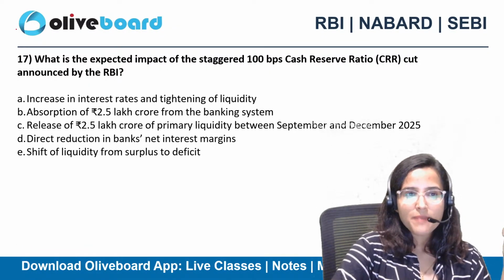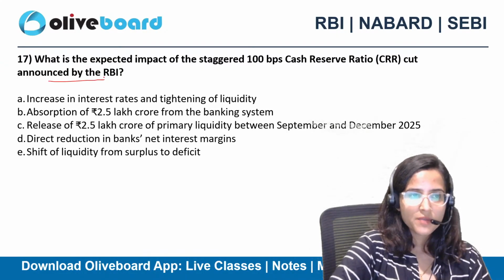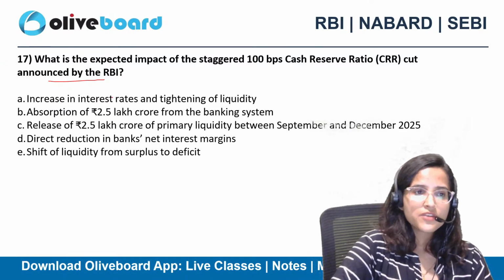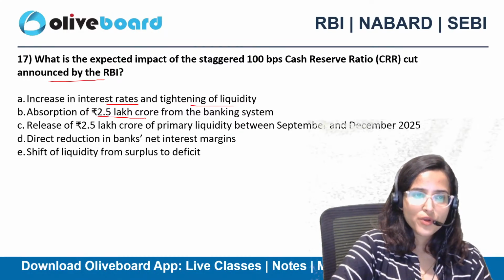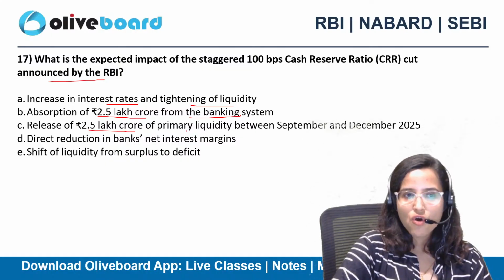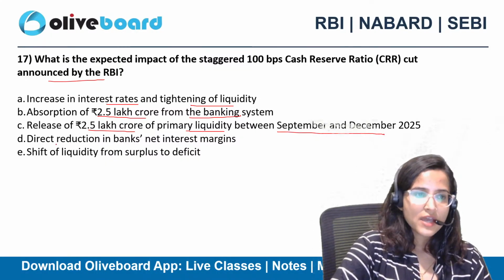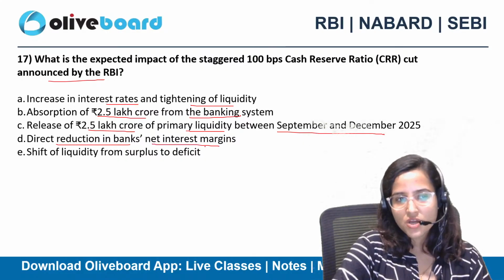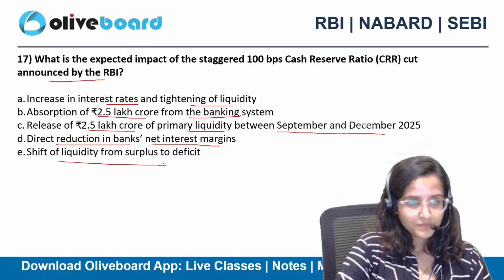What is the expected impact of the staggered 100 basis points cash reserve ratio cut announced by RBI? Increase in interest rates and tightening of liquidity, absorption of 2.5 lakh crore from the banking system, release of 2.5 lakh crore of primary liquidity between September and December 2025, direct reduction in banks' net interest margins, shift of liquidity from surplus to deficit.